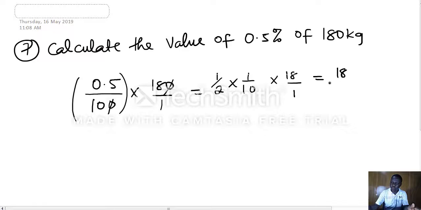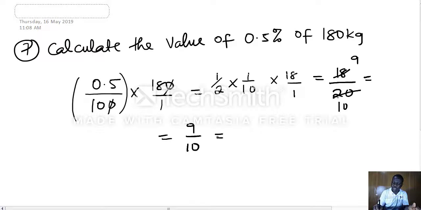So you can still simplify. This is equal to 18 divided by 20, which we say 2 can go. 2 into 18 is 9. 2 into 20 is 10, which is equal to 9 over 10, and 9 over 10 reduced to decimal fraction can be said to be 0.9. So 0.5% of 180 kilometers is said to be 0.9 kilometers.